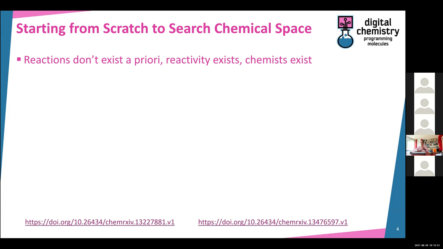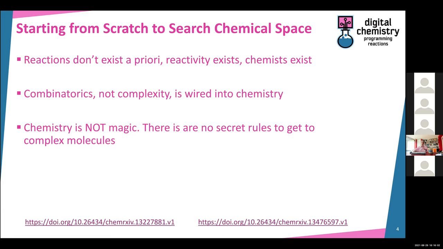So this got me thinking, well, combinatorial explosions, not complexity, are wired into chemistry. Chemistry isn't magic. There are no secret rules to get complex molecules. So how do we get complex molecules? We need to view that complex chemical reactions are actually done by what I would call constructors. And a constructor is not a magic chemist, but it is a series of boundary conditions that allows the process to occur. Information doesn't come for free. And this is the number one message I want to give you in this lecture. In chemistry, information is not just a free thing. It has to come about somehow.